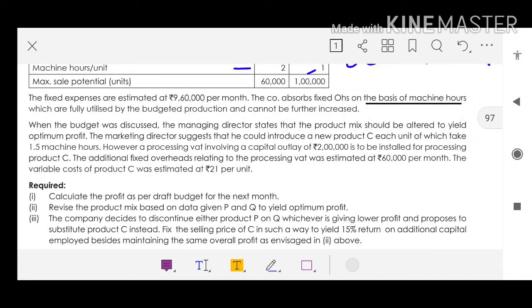This is the ratio. The managing director considers optimum mix, and the marketing director suggests that he could introduce a new product C, which takes 1.5 hours per unit, and the capital outlay is 2 lakhs, and the additional fixed overheads is 60,000 per month. They have given the variable cost of product C, which is rupees 21 per unit.